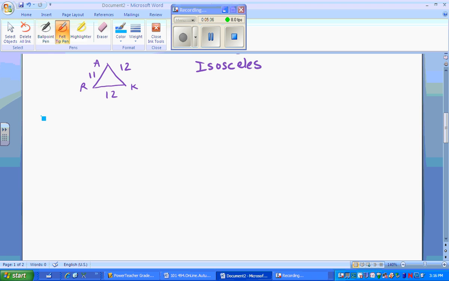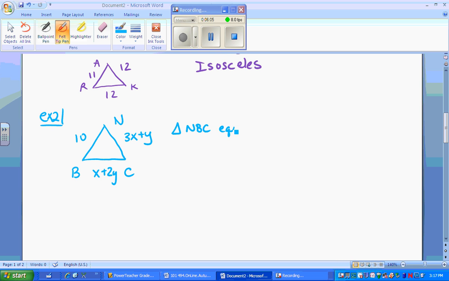Let's keep going. We have example 2. We have a triangle again. This time we got NBC. This side is 10. This side is 3x plus y. And we got x plus 2y. Our given information is that triangle NBC is equilateral. We need to solve for x and y.